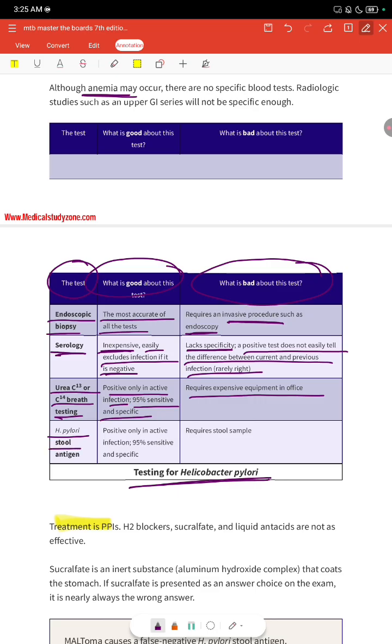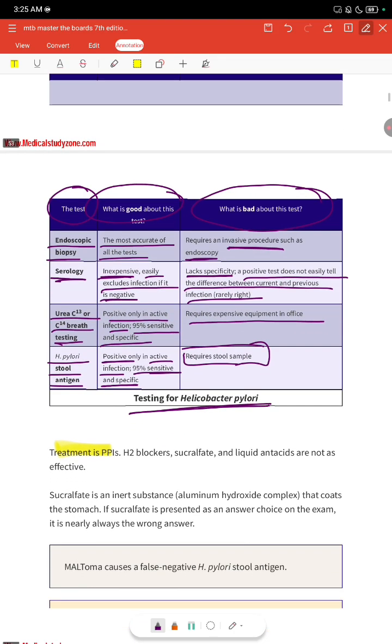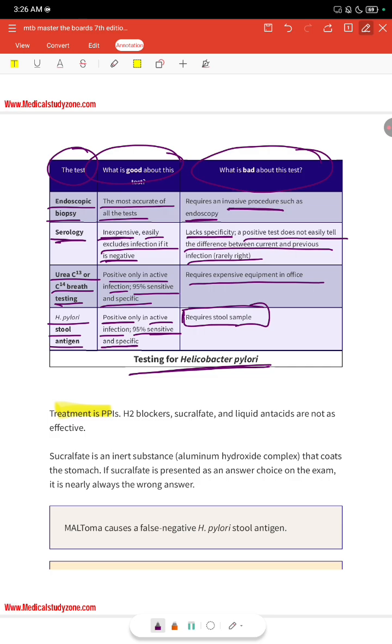The last one is H. pylori stool antigen, HPSA. It is positive only in active infection, same as urea C13 or C14 breath testing. It is also 95% sensitive and specific, same as urea C13 or C14 breath testing. The bad thing that they say is that it requires a stool sample, but I think it's not that bad a thing about the test. You have to do something in order to test for it, so it's the best option.